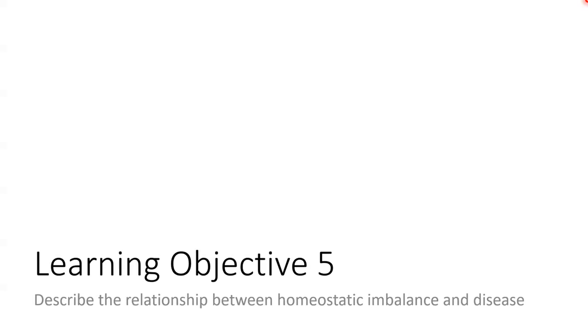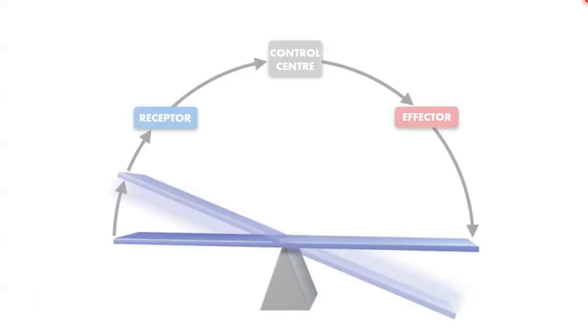And so the last learning objective is to describe the relationship between imbalance and disease. So we're going to start with this figure again, and I just wanted to point out that this horizontal line, when everything is balanced and in order, when the internal conditions of the human body are within those stable, narrow limits, that's when homeostasis is occurring. A homeostatic imbalance occurs when homeostasis cannot be maintained. So it causes this fluctuation.